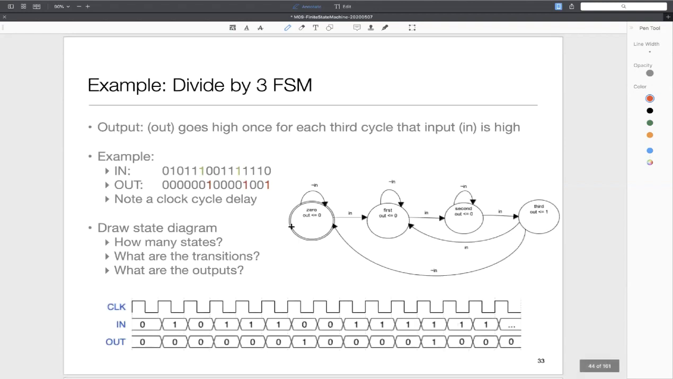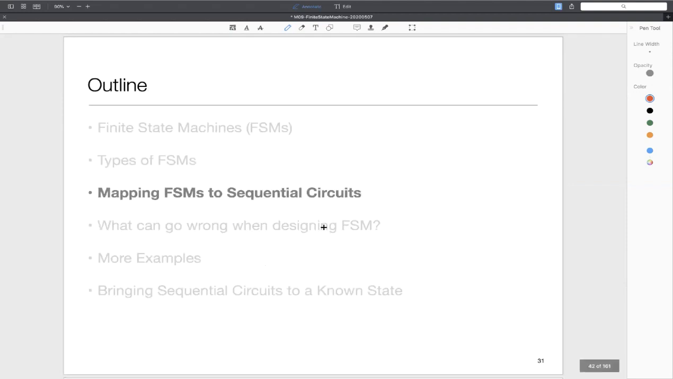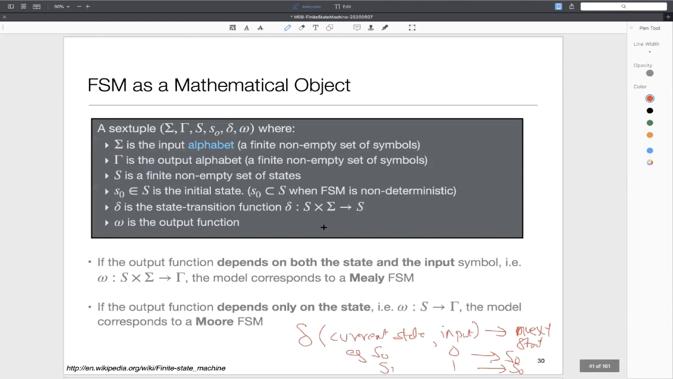Professor? Yeah, go ahead. Earlier, a few slides ago, when you talked about how for the Mealy model, gamma is a cross product of S and sigma, could you clarify what you meant by cross product, or did you mean Cartesian product? Oh, Cartesian product of two sets. Okay, thank you. Every possible combination of one element from S and one element from sigma.